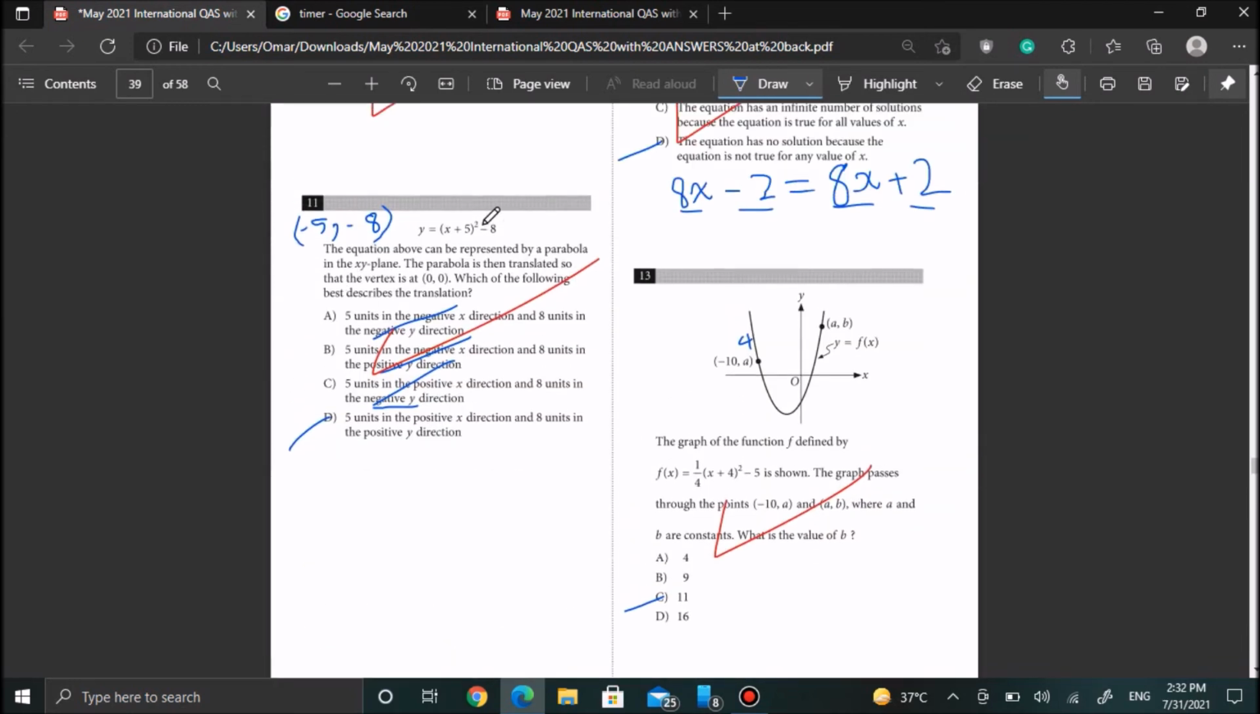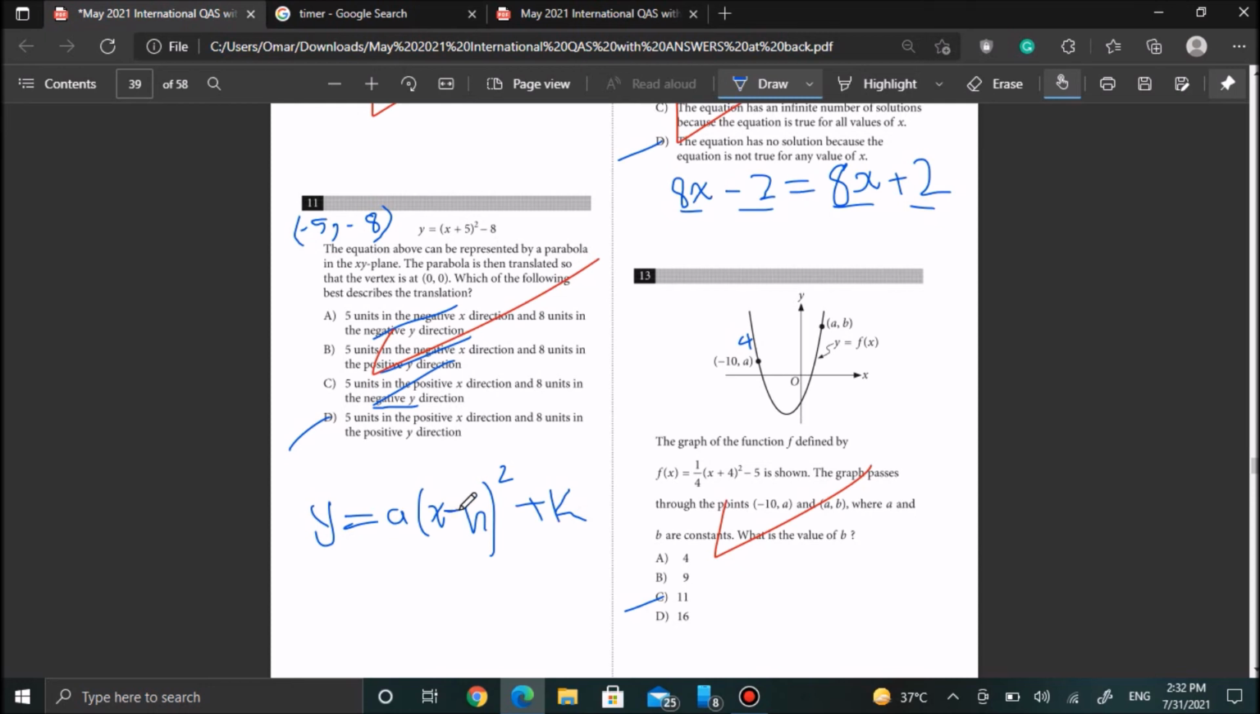What else? For this one, basically you have to know that the vertex form is y equals a times (x minus h) squared, plus k, where h and k are the coordinates of the vertex of the parabola.